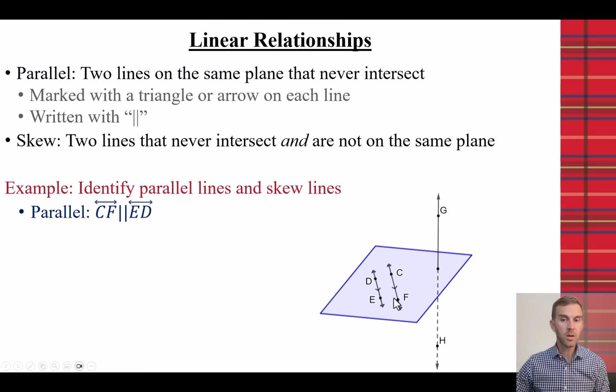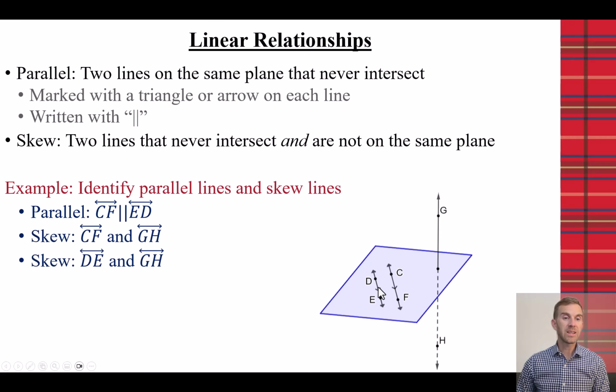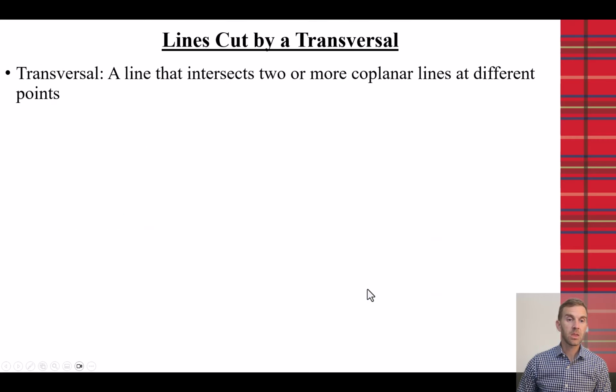However, they're on this one plane, whereas line GH is going a different direction, but is made to look like it's never going to intersect these two lines. So what we can say is that line GH is skew with these other two lines.